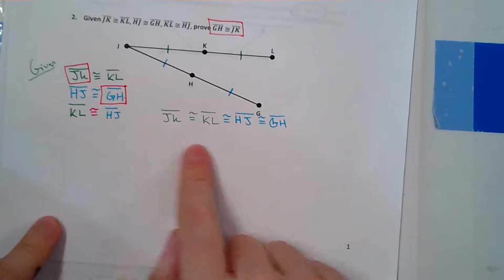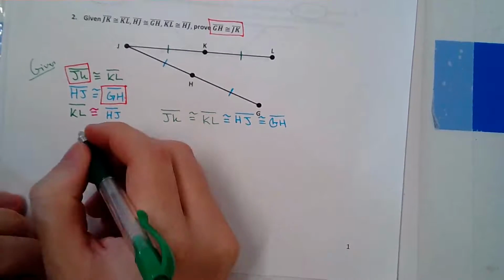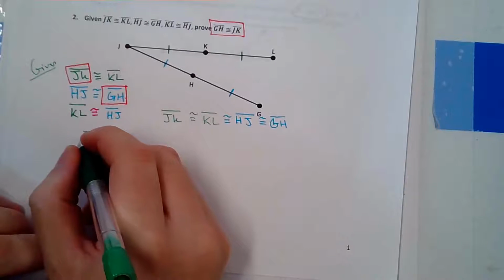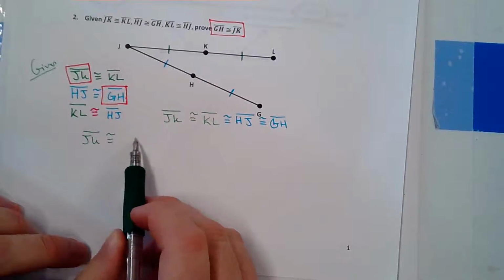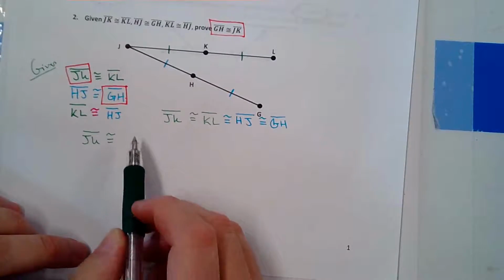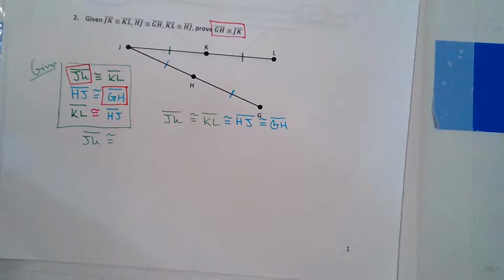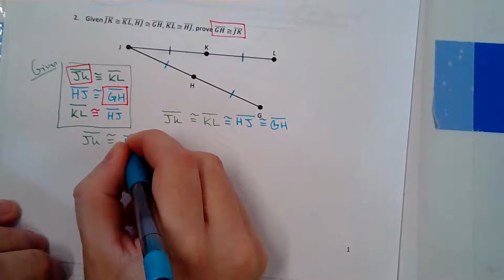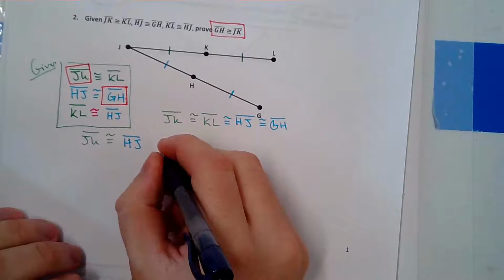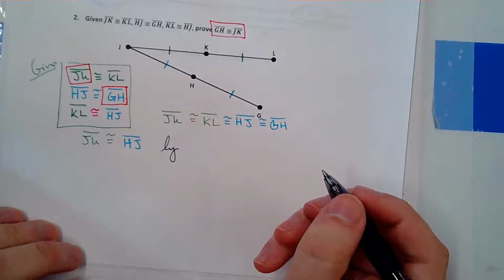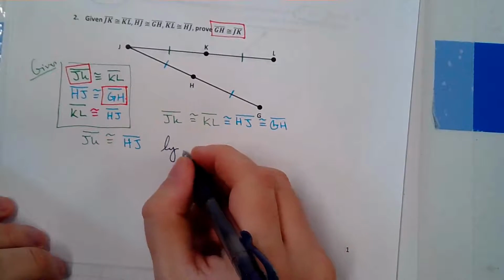So how do we do that without writing it out like that? First, we know that JK and KL are congruent, right? But instead of writing KL, what can I write here? What do I know is also congruent to KL? Look at our givens. HJ. So I'm going to write HJ instead of KL. Why am I allowed to write HJ instead of KL? What allows me to do that? What property? Not transitive. We're going to do substitution. We switched it out.